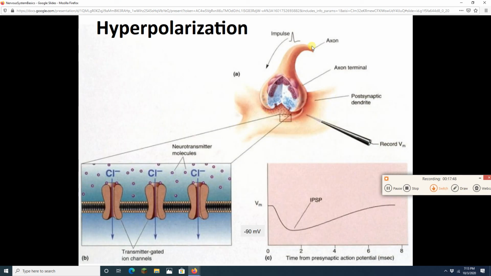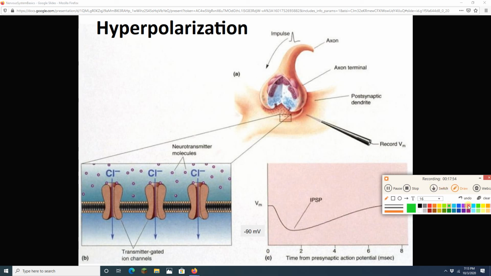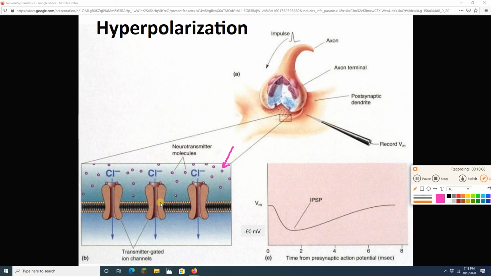Let's see another example. I got another axon here, but now this axon is releasing different neurotransmitters, these purple ones here. They're binding to different receptors on my postsynaptic neuron. Again, these receptors are integral proteins, they're transmitter-gated ion channels. And when these open up, well, look who's going through. It's chloride.